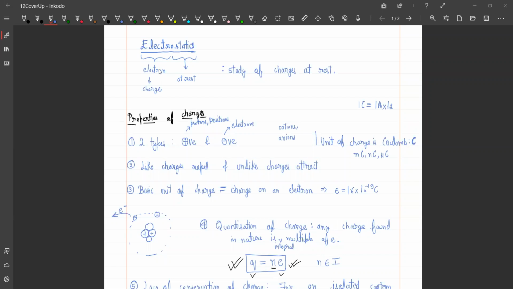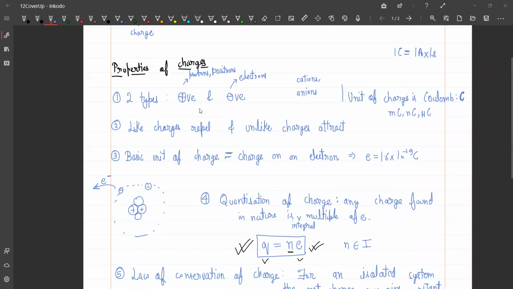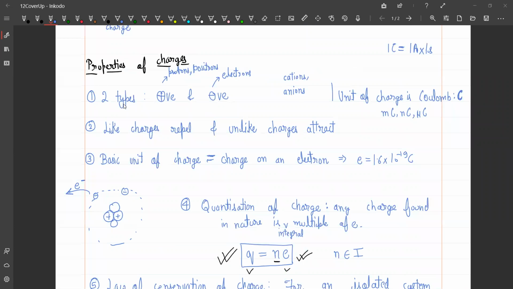So electrostatics is basically the study of charges at rest. In the properties of charges, we have two types of charges, positive and negative. Positive charges can be protons, positrons, or cations. Negative charges can be anions. The unit of charge is coulomb. Smaller units are millicoulomb, nanocoulomb, and microcoulomb.